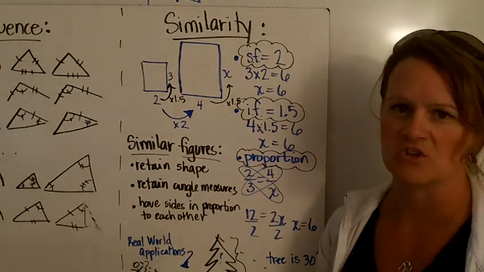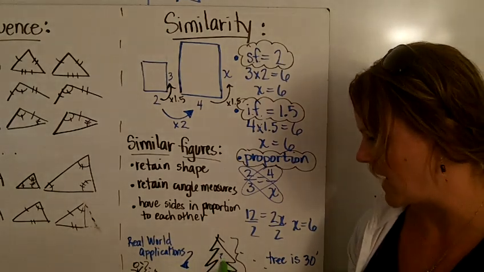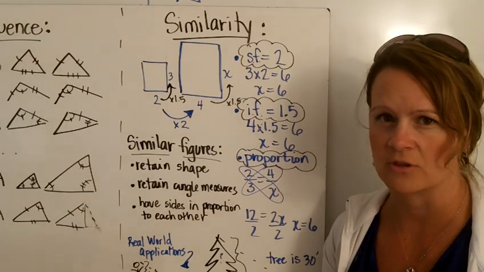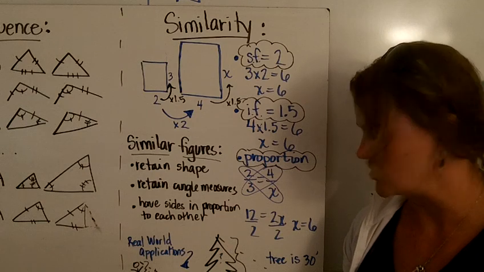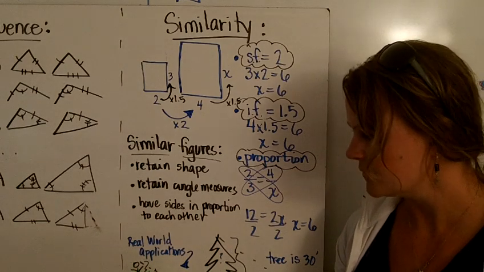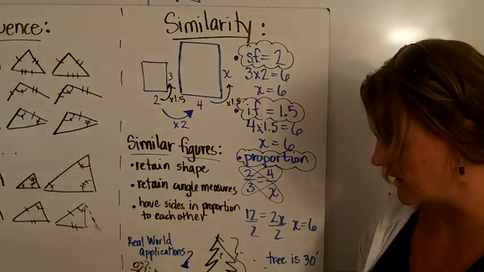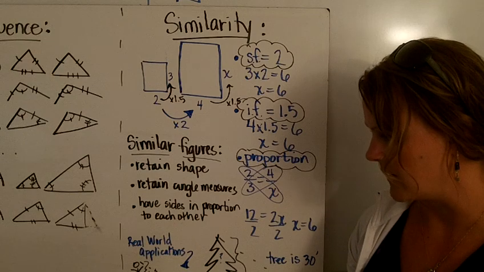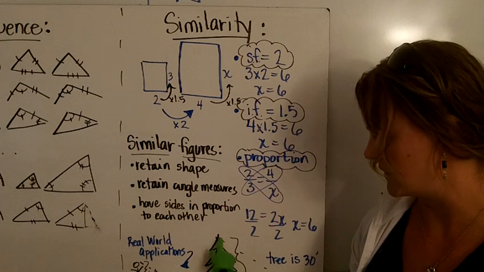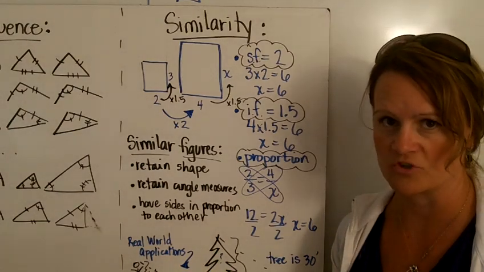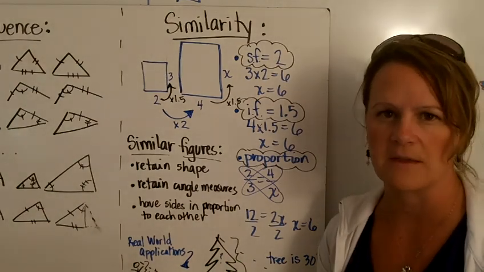There are many real-world applications to using similarity and understanding scale factor. This is just one example, finding the height of something like a tree that's too tall for us to easily measure. We could use the measures of the shadow that the tree casts in comparison to the shadow that a person will cast in order to find the height of that tree. And that's what I did here. I noticed that the 6-foot person casting a 12-foot shadow would be in proportion to this tree casting a 60-foot shadow. So that tells me that since 6 is half of 12, 30 is half of 60. So the tree is 30 feet tall.